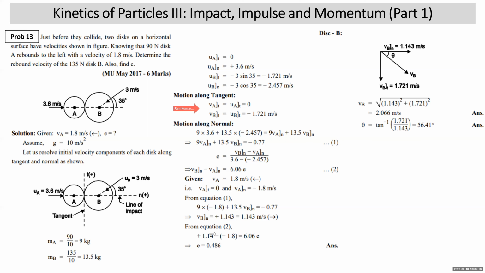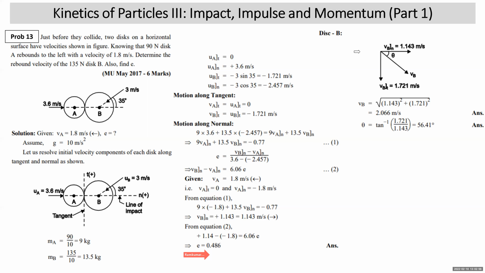Now when we go to the other equation, equation number 2, you substitute the value of VAN and the value of VBN. So VBN is 1.143, VAN is minus 1.8, and the right hand side is 6.06. So you get E as 0.486.